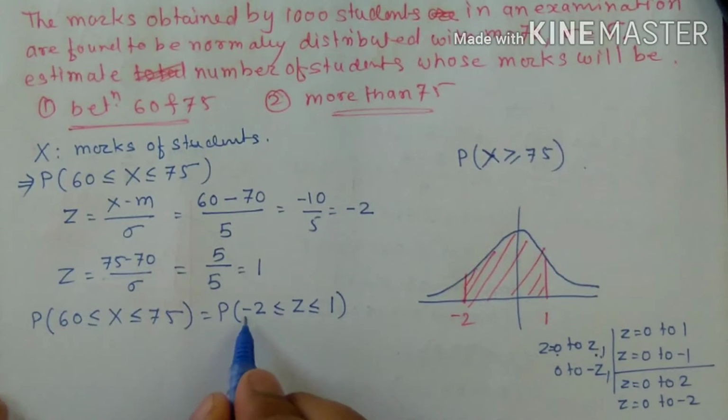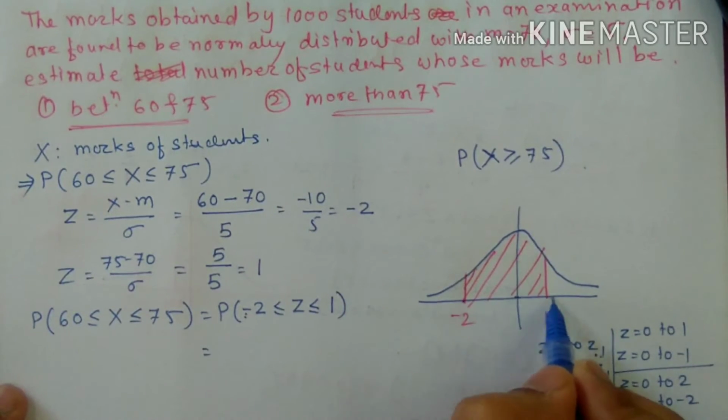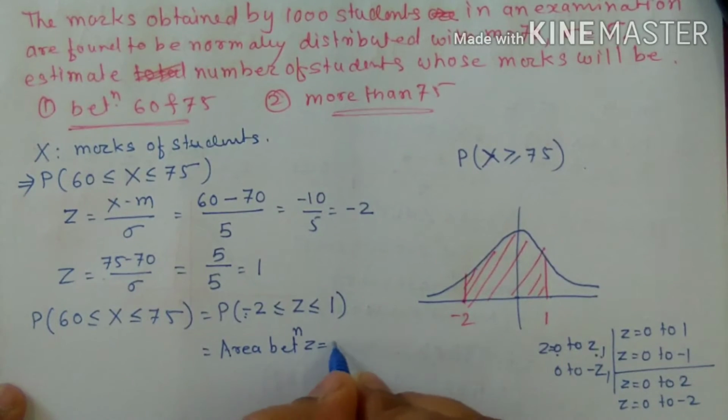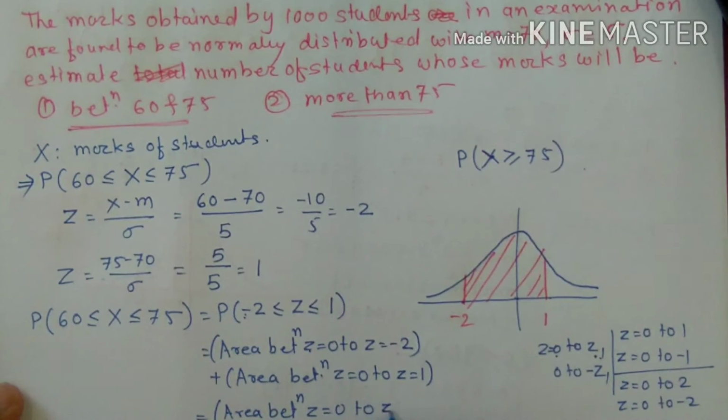So we have to calculate the area from minus 2 to 1. I will make it in two parts, 0 to minus 2 and 0 to 1. This is the area between Z equal to 0 and Z equal to minus 2 plus the area between Z equal to 0 and Z equal to 1. But the area between 0 and minus 2 is the area between Z equal to 0 and Z equal to plus 2, plus the area between Z equal to 0 and Z equal to 1.